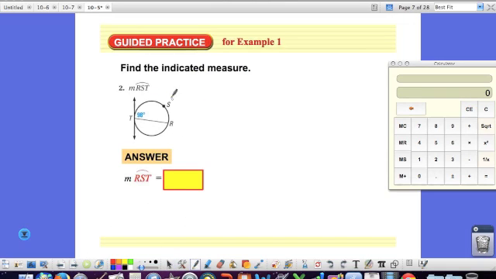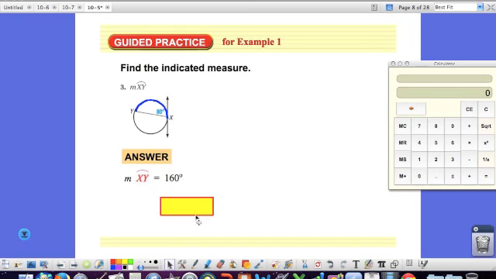And on this one, the measure of RST. So 98 is going to be 1/2 RST. 98 times 2 is 196. And number 3, they want me to find the measure of arc XY. They mean that one because they want the minor arc. There's not a third letter to do the major arc. So 80 times 2 is 160.